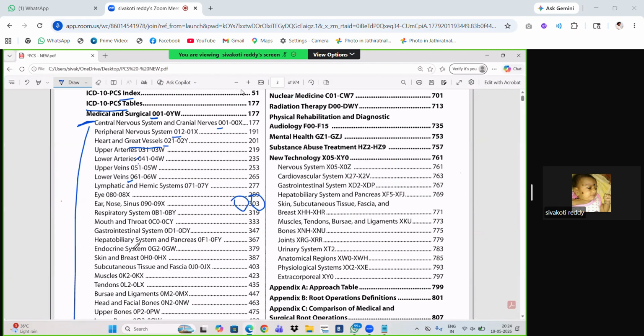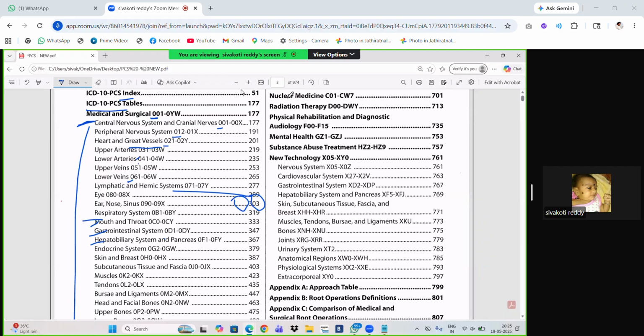Next, lymphatic and heme. Eye related procedures. Ear and nose sinus related procedures. Respiratory system. Mouth and throat. Here there is no digestive system, guys. Gastrointestinal. They divided as mouth and throat separate. Gastro, stomach and intestinal separate.